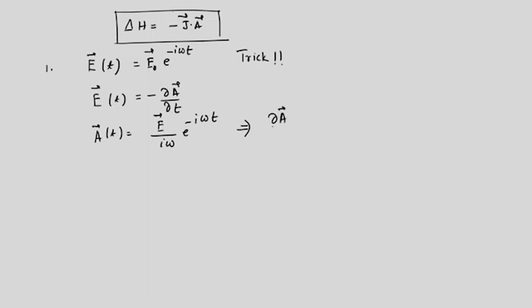del A del t or dA dt, that is equivalent. So, we will have E over i omega, and we will have a minus i omega e to the power minus i omega t. So, this omega will cancel and the i will also cancel, and so on. So, you get this E equal to minus del A del t, that relationship to be valid, and that is why. So, this is the form of the vector potential in terms of the electric field.